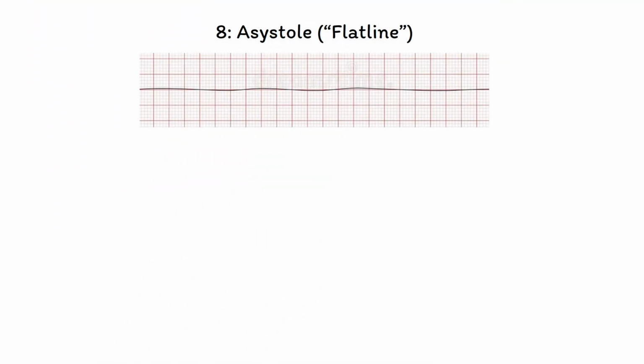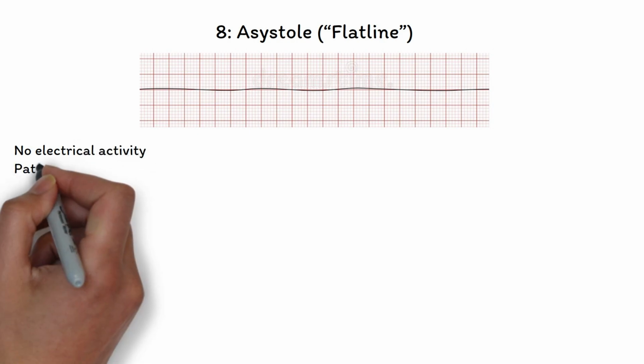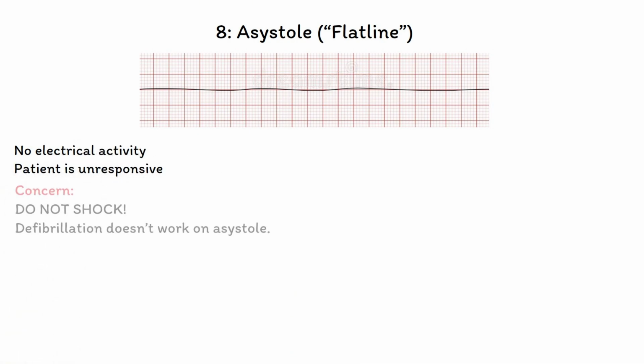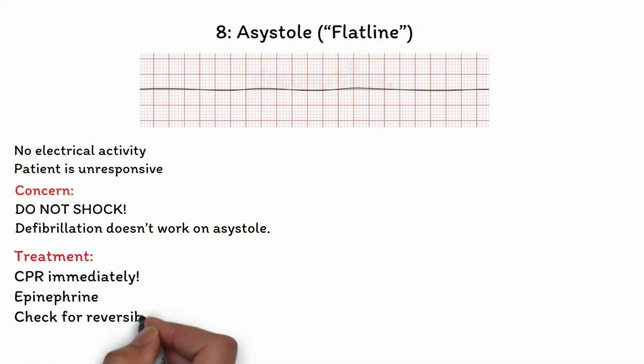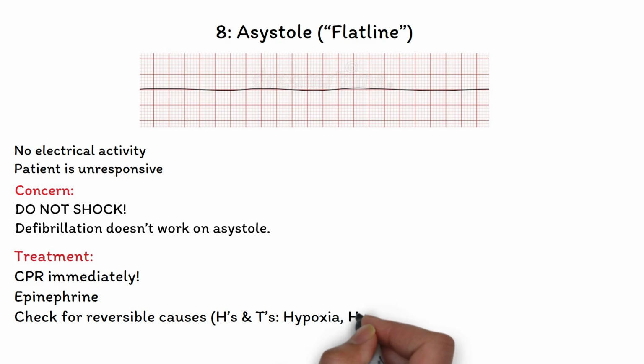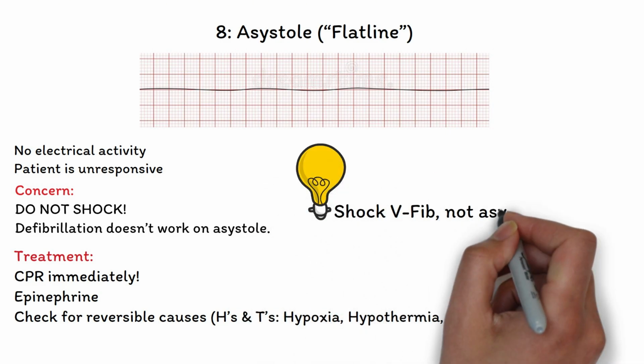8. Asystole: flatline, no electrical activity, patient is unresponsive. Do not shock, defibrillation doesn't work on asystole. Treatment: CPR immediately, epinephrine. Check for reversible causes, the H's and T's: hypoxia, hypothermia, toxins, etc. NCLEX tip: shock VFib, not asystole.